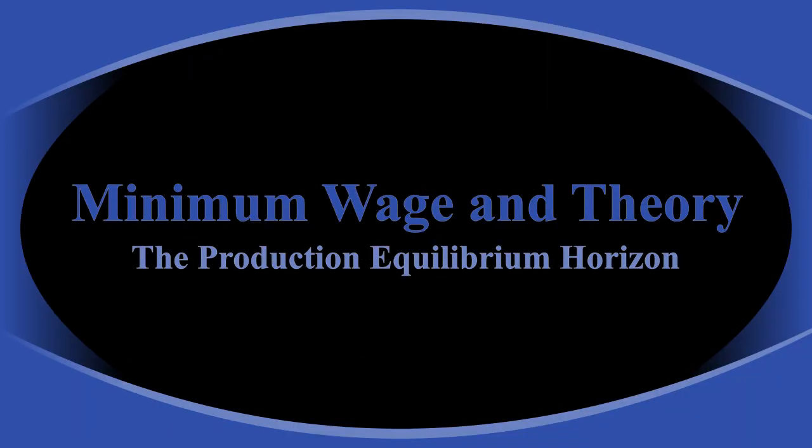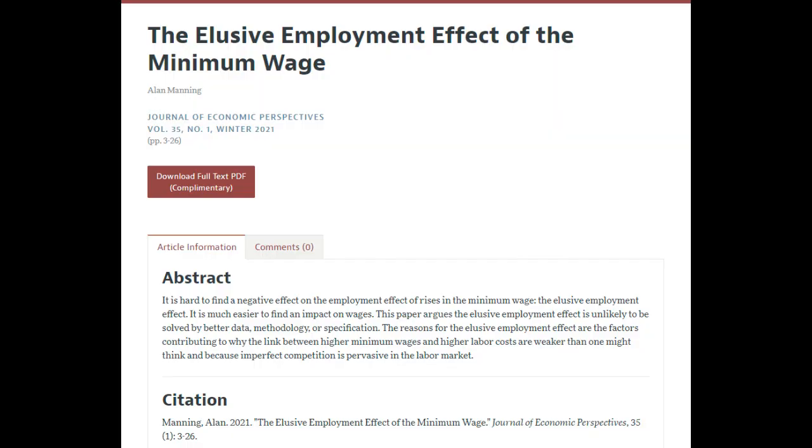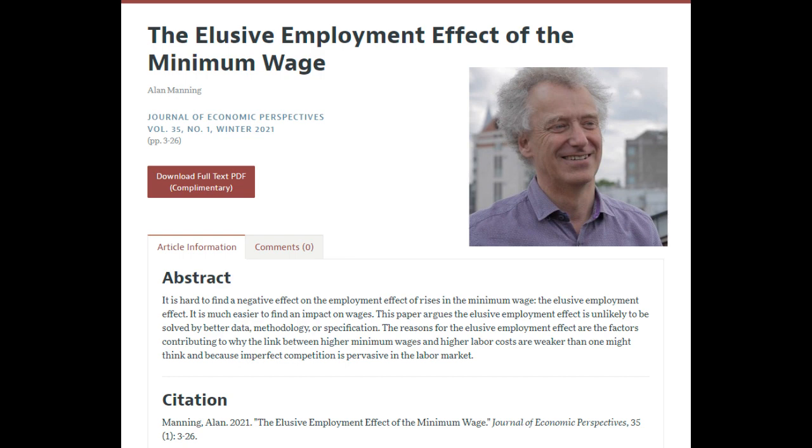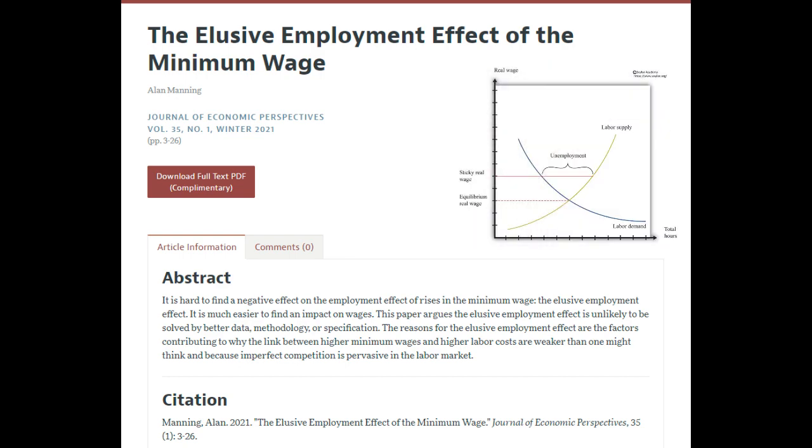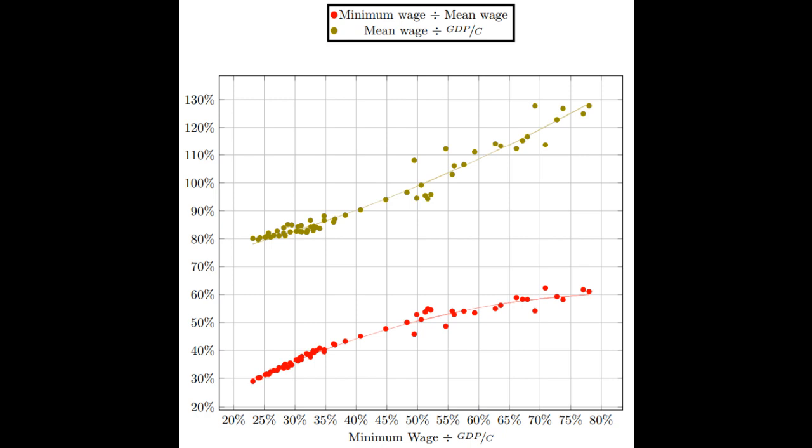Hello, all. Today I'm presenting the production equilibrium horizon theory, which can explain a few things, particularly regarding minimum wage. Now, the Journal of Economic Perspectives in early 2021 published a paper by Dr. Alan Manning discussing the inability to locate expected unemployment increases when increasing minimum wage. Now, I had been working on a paper for quite a while, arguing that the ratio of minimum wage to per capita GDP was the sole determinant of the baseline of earnings inequality.